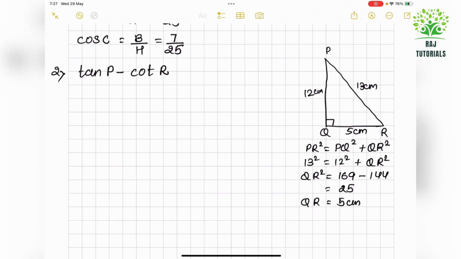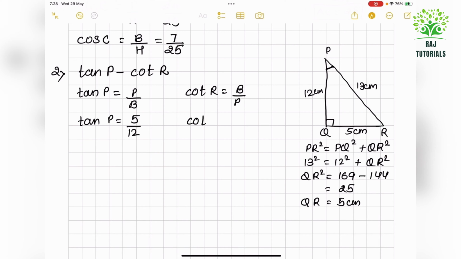Now tan means, what was that? Pandit Badri Prasad Har Har Bole. So tan P would be P by B, and cot R. Cot means opposite of tan, so B by P. So here tan P will be equal to P by B. I am taking angle P for tan, so perpendicular is 5 and base is 12.